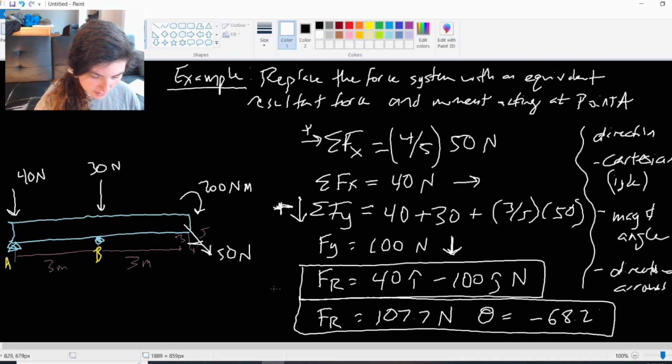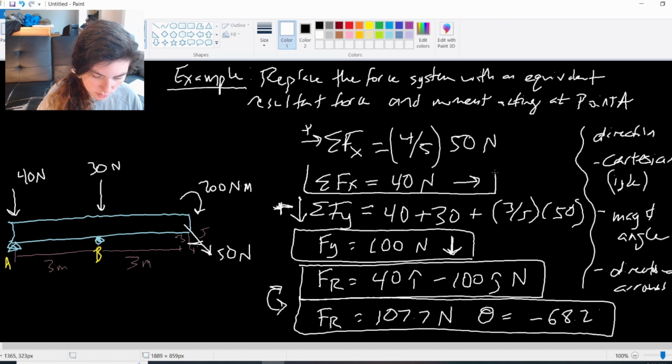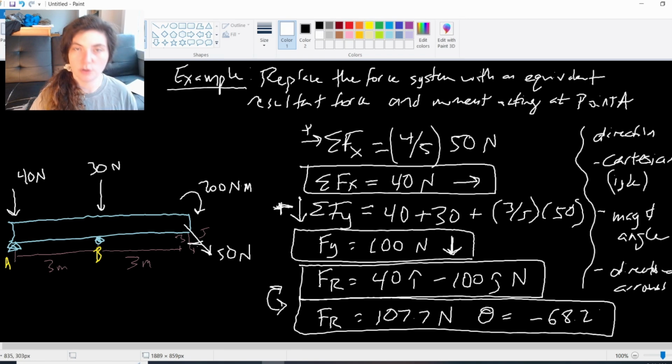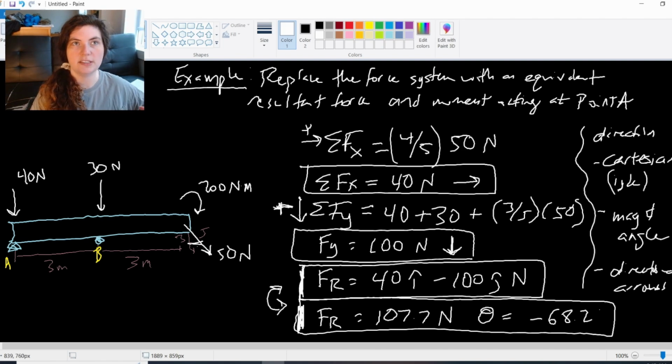So either one of these is correct. These components are also correct, right? With these directional arrows, these are also correct. But we typically see the resultant force as being the x and y components together. So you can list them separately like this, or you can have one of these two answers. Both are totally correct. So that's the first half. That's an equivalent resultant force.